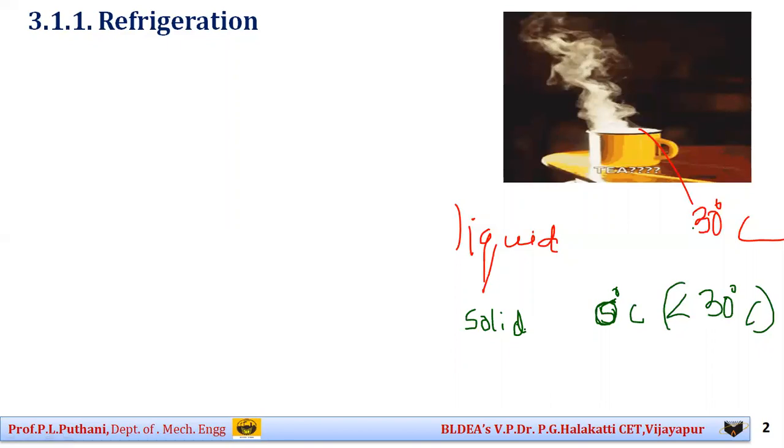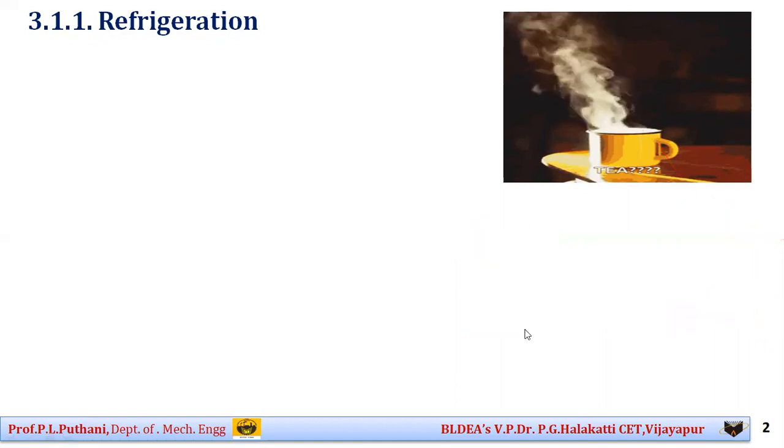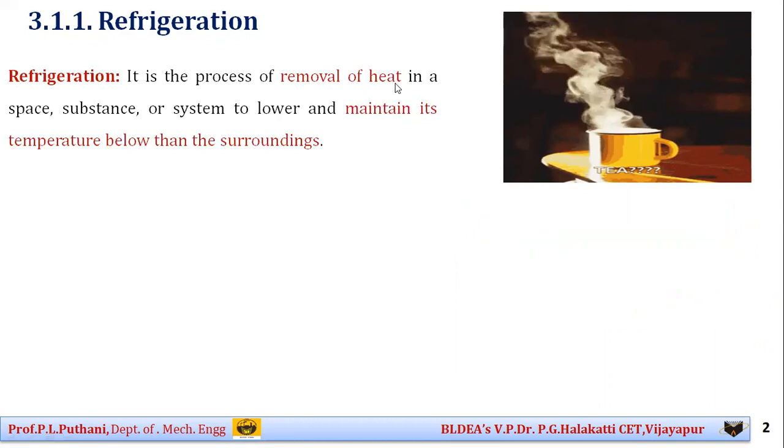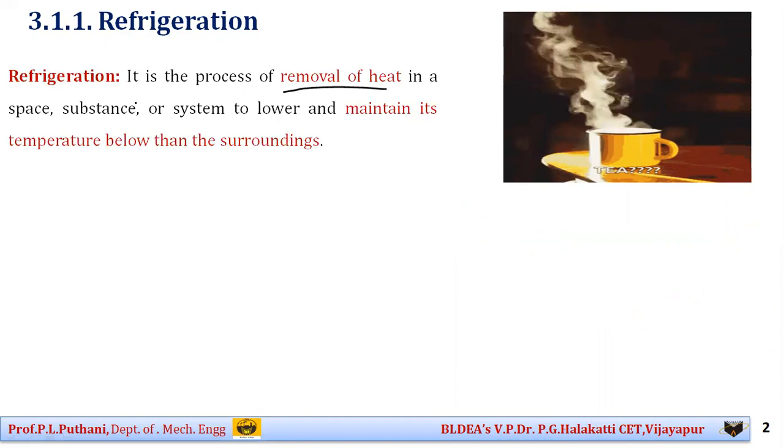So in very simple words, what I can say here, students, is that refrigeration is the process of removal of heat. It may be from a space, if it is a big room, it may be from a substance, that is a material, it may be a food material or any other material, or it may be a device or a system, to maintain a lower temperature, well below the surroundings. So the temperature of that particular system, when you take out the heat, should be lower compared to the surroundings.